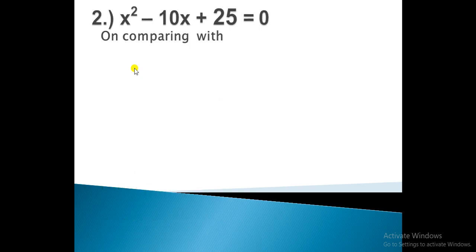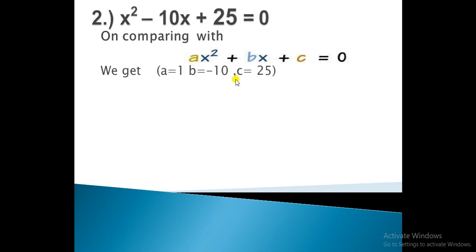Again, on comparing the equation with the standard equation, what will be the value of a, b and c? a equals 1, b equals minus 10 and c equals 25. Let us check the values. Yes, we get the values like this. Now find the value of d. So substitute these values into b square minus 4ac and find the discriminant.